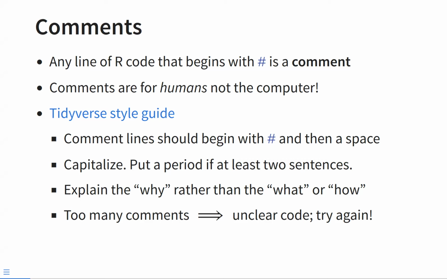You should capitalize, and you should put a period at the end if there's at least 2 sentences. As a general guideline, comments should explain the why rather than the what or the how of code. If you're writing clean code, the what and the how should actually be fairly apparent. If you find yourself writing too many comments, it's possible that what's really going on is that you've written unclear code. So you may want to actually start again.